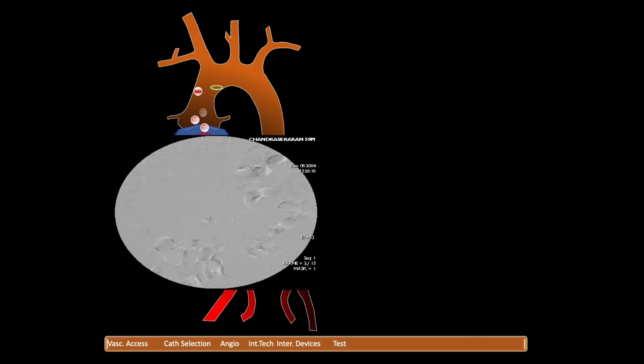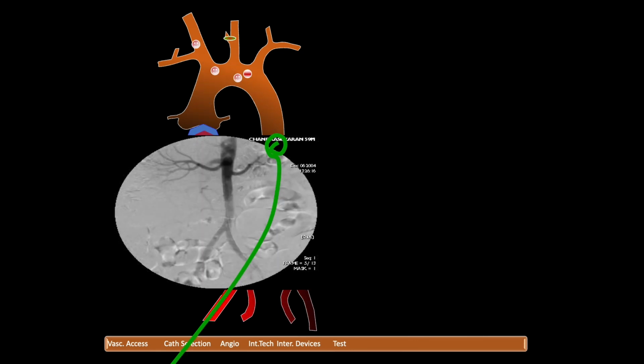Okay, this is an example. So here we introduce the pigtail. Pigtail should be in a straight form only. When you pull out the wire, it will form like a pigtail. Okay, that is how it is. And then you introduce the wire. So this is our pigtail injection. Abdominal aorta, you can see renal arteries, superior mesenteric, iliac artery bifurcations.